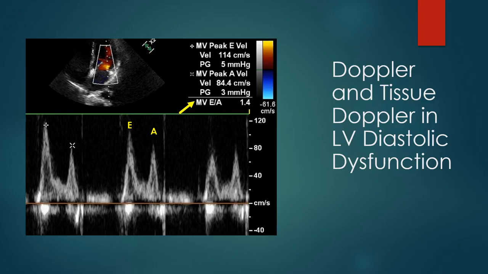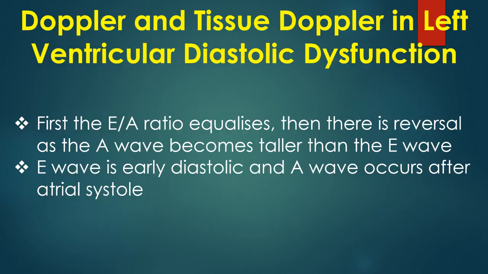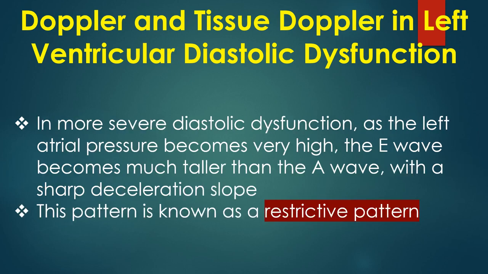When the E by A ratio is used, there could be several grades of left ventricular diastolic dysfunction. First, the E by A ratio equalizes. Then there is reversal as the A wave becomes taller than the E wave. E wave is early diastolic and A wave occurs after atrial systole. In more severe diastolic dysfunction, as the left atrial pressure becomes very high, the E wave becomes much taller than the A wave with a sharp deceleration slope. This pattern is known as restrictive pattern.